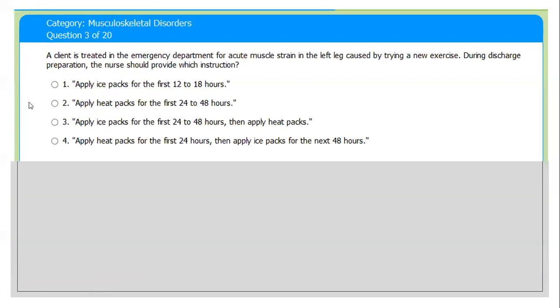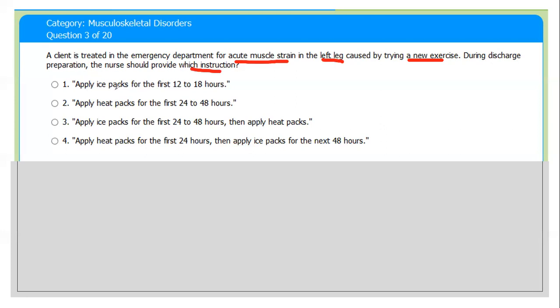Next question. A client is treated in an emergency department for an acute muscle strain in his left leg caused by trying a new exercise. During discharge preparation, the nurse should provide which instruction? So the patient has an acute muscle strain, meaning pain, in the left leg, caused by a new exercise. As a healthcare provider, what instruction should we give during discharge?